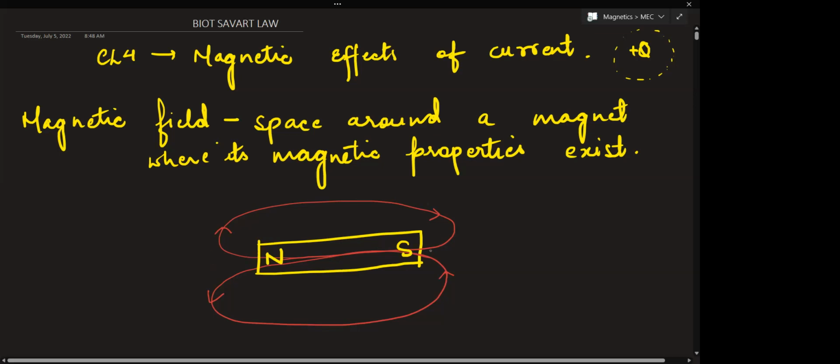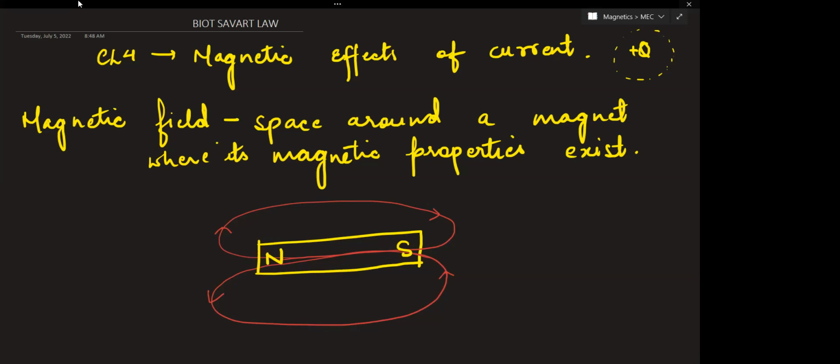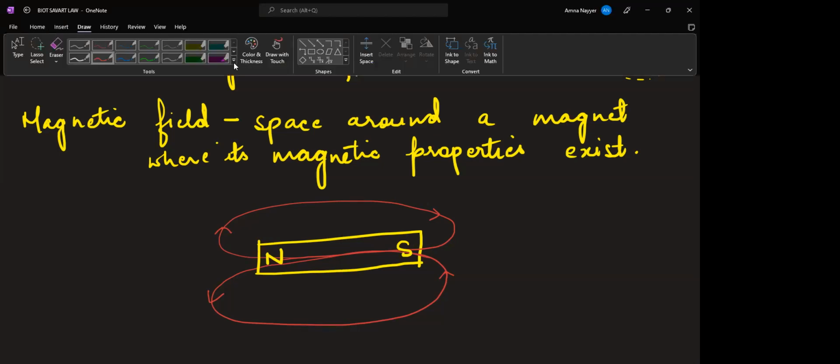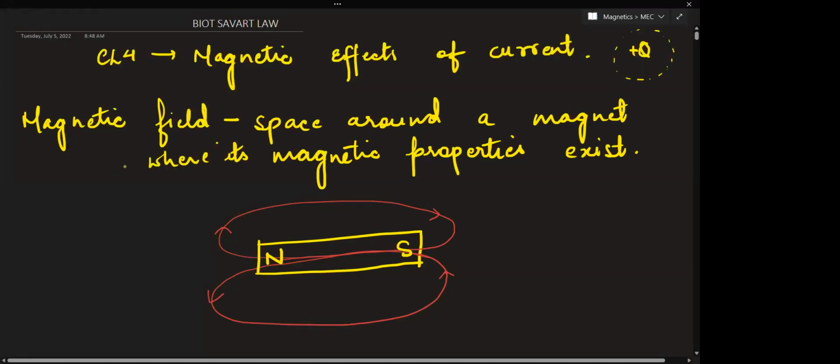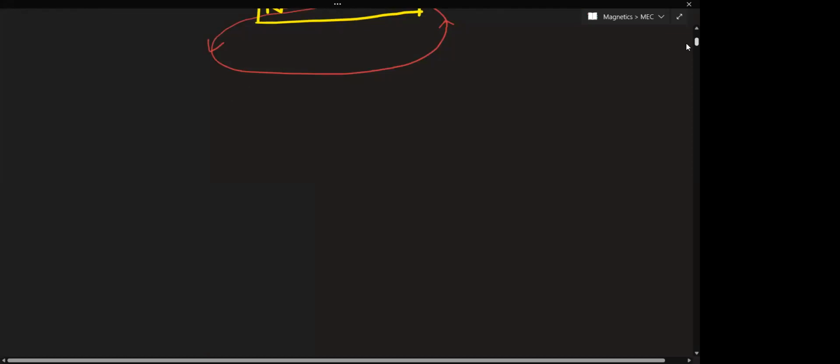Actually, they do not terminate. Inside, it moves from south to north, but from outside, we are able to see that it begins from the North Pole and it ends at the South Pole. So the way there was electric field, electric field intensity, electric flux density, all these topics will be repeated for magnetism also. There will be magnetic field, magnetic field intensity, magnetic flux density, and all those things.